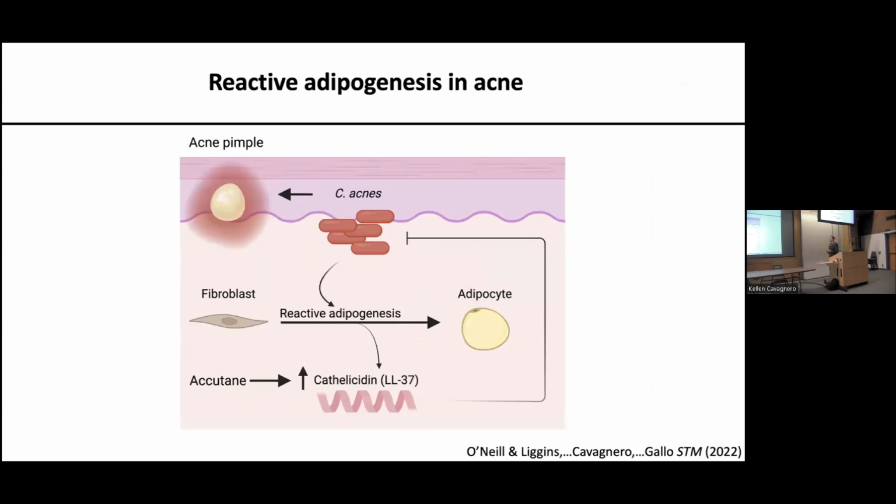So when I joined the lab in 2020, I contributed to ongoing projects, including this one led by postdocs Mark Liggins and Alan O'Neill, showing that reactive adipogenesis also occurs in the very common human skin disease, acne. Importantly, we showed that the very effective treatment for acne, Accutane, actually works by boosting the antimicrobial production during reactive adipogenesis.